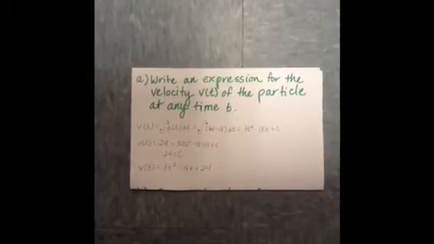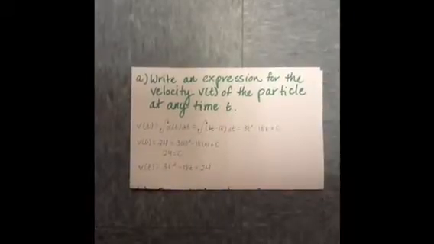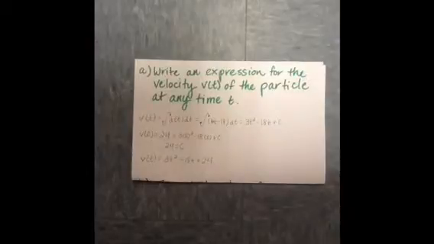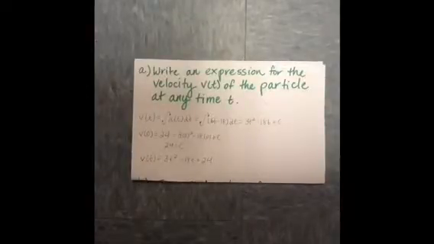Do not forget your constant because you do not have limits of integration. So we're going to find the constant by using our given v of 0 equals 24. So we will set 24 equal to 3t squared minus 18t and plug in 0 for t. And when you do that, you get c equals 24. So your final velocity expression is v of t equals 3t squared minus 18t plus 24.